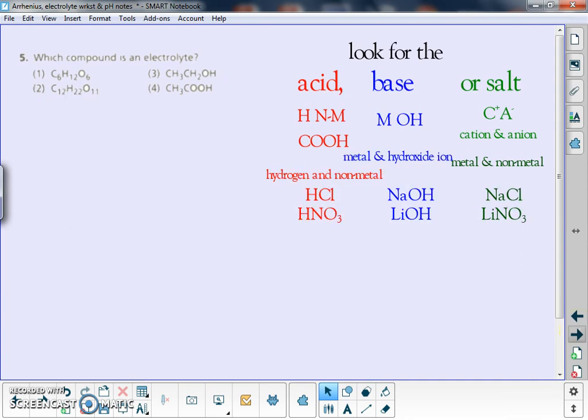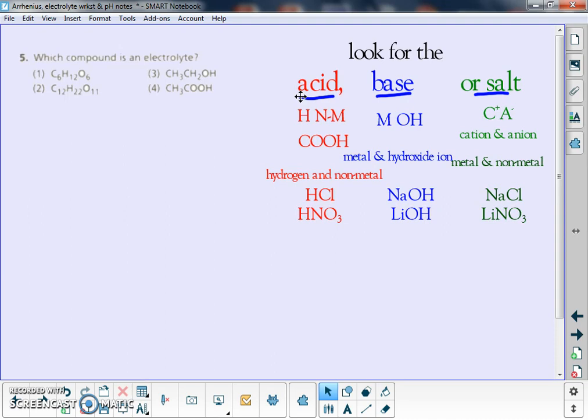Number 5 is asking, which of these is an electrolyte? You need to remember that an electrolyte is either an acid, a base, or a salt. Where an acid is a hydrogen and a nonmetal. That's what that stands for. Hydrogen and nonmetal. A base is a metal with a hydroxide ion. And then a salt is a cation and anion. Cations are generally metals and nonmetals.